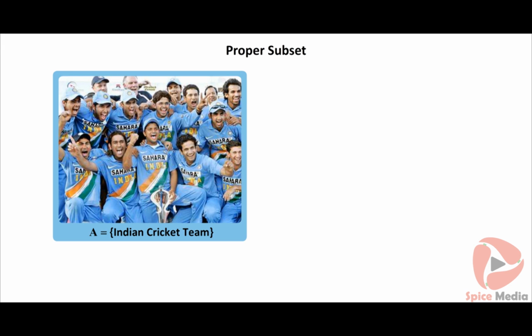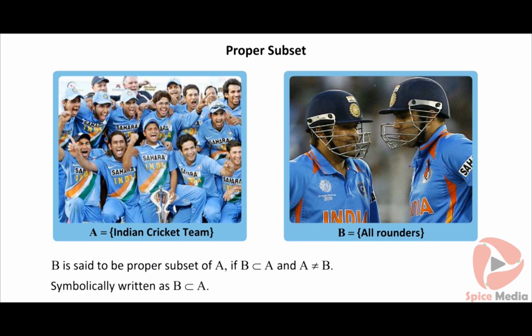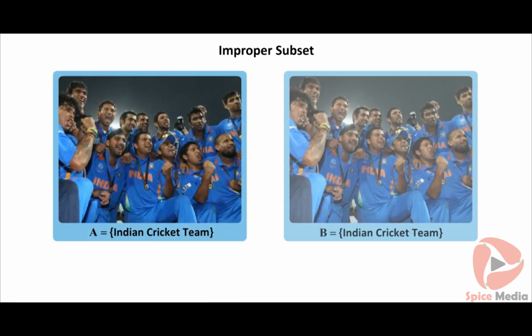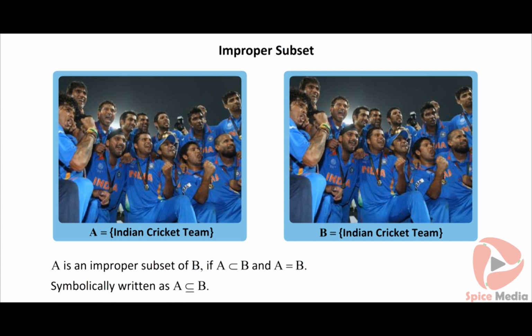Proper subset. Let A be the set of Indian cricket team and B be the set of all-rounders. B is said to be the proper subset of A if B is contained in A and A is not equal to B. Symbolically written as shown. Improper subset. A is the set of Indian cricket team and B is the set of Indian cricket team. Then, A is an improper subset of B if A is contained in B and A is equal to B. Symbolically written as shown.